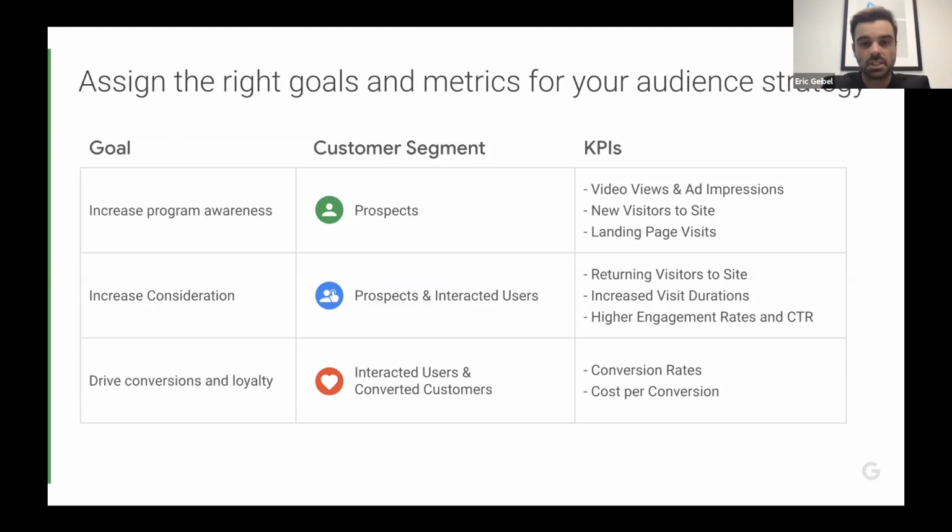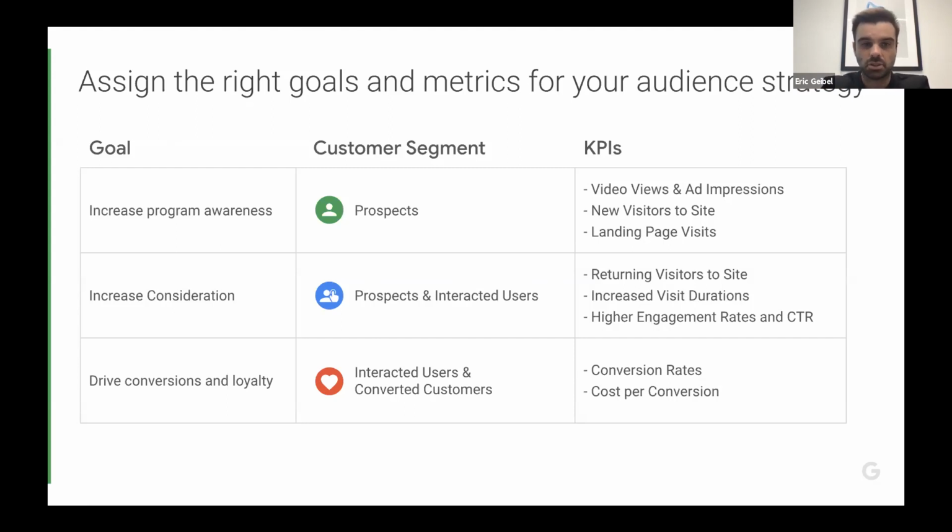When we're thinking about increasing consideration, ultimately that's getting people closer to the conversionable action that we're driving towards. So looking at people coming back to the website, people spending more time on the website, and people having higher engagement rates and click-through rates on your paid ads. So obviously they're more aware of who you are as a business and are more likely to take action and raise their hand and want to engage with you on a more regular basis.